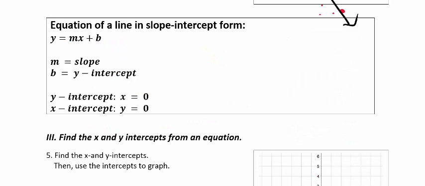So to summarize in this box, if we're given an equation of a line in slope-intercept form, it's going to look like y equals mx plus b. The number in front of x is our m. That's always going to be our slope. Our constant b is always going to be our y-intercept. And at our y-intercept, x is always going to equal 0. And at our x-intercept, y is always going to equal 0.